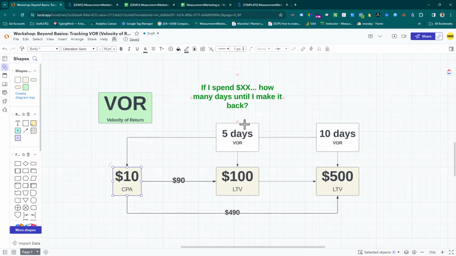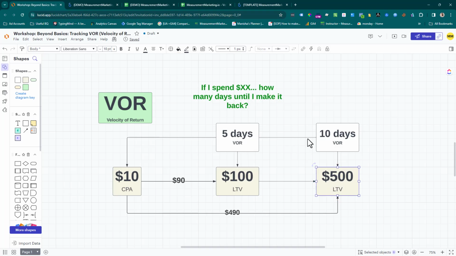That's velocity of return. Now, velocity of return doesn't stop at the initial 5 days, or 7 days, or whatever this number is. It can go on. So maybe in 5 days you make 100, but then the minute they finish this course, we've all been through courses where you finish level 1 and then there's level 2. They're like, hey, why don't you do level 2? And you convert to level 2. Let's say that's $500, right?